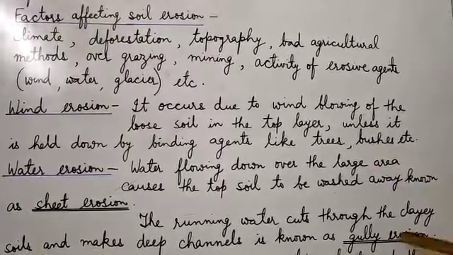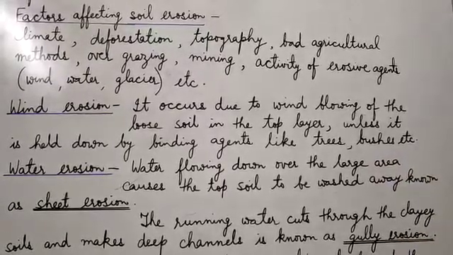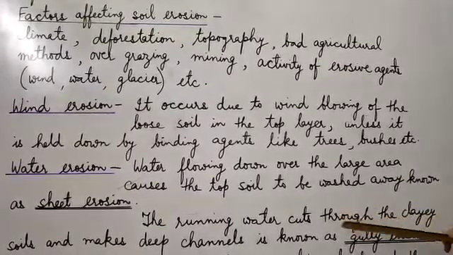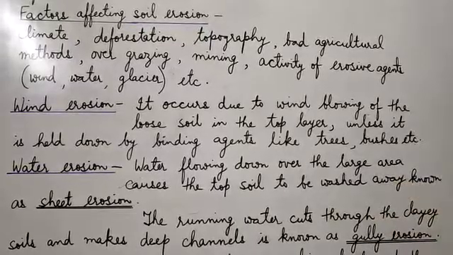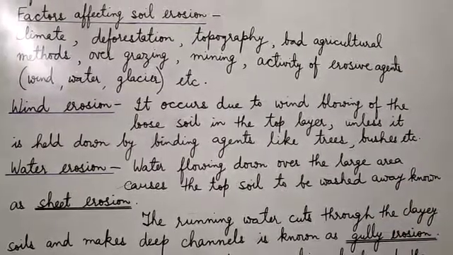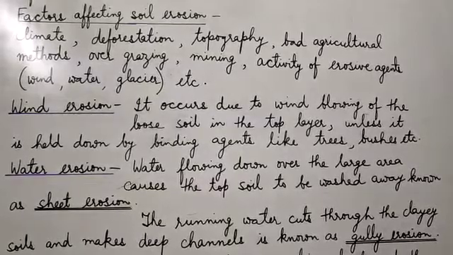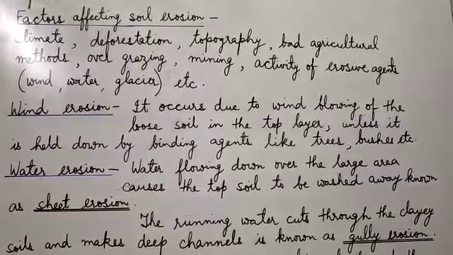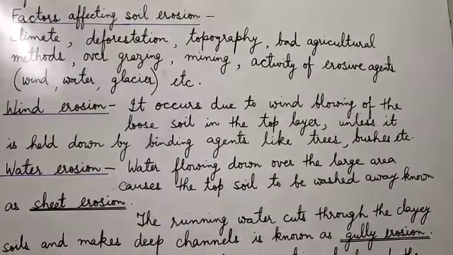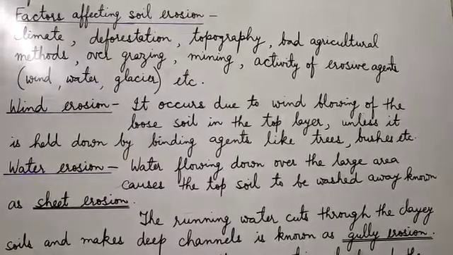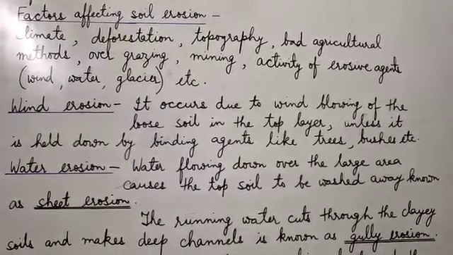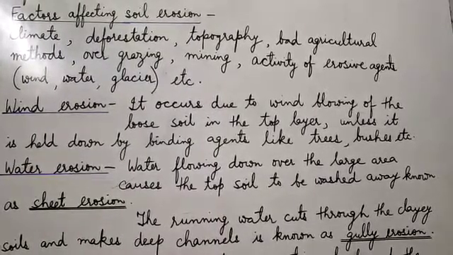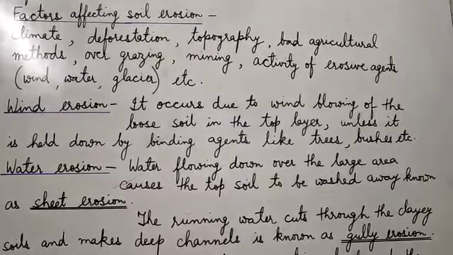And what is gully erosion? Gullies actually are big, deep channels. Running water cuts through the clay soil and makes deep channels, which is known as gully erosion. Then this land becomes unfit for cultivation and therefore it is also known as badland. For example, in the Chambal basin, these badlands are called ravines. These are unfit for cultivation. They are regarded as badland.